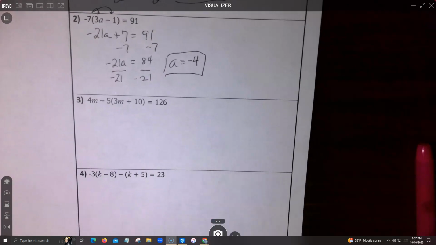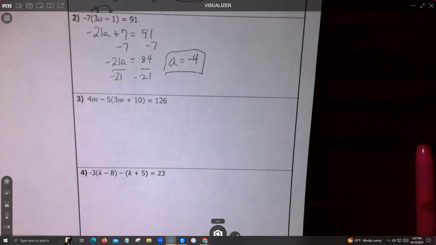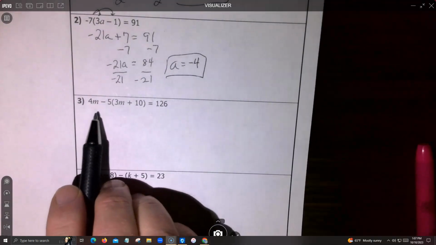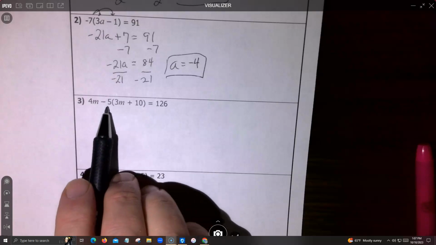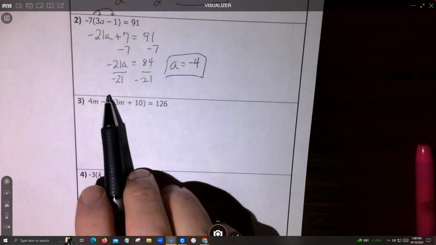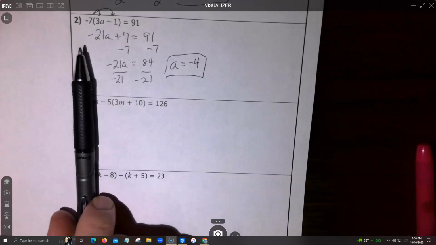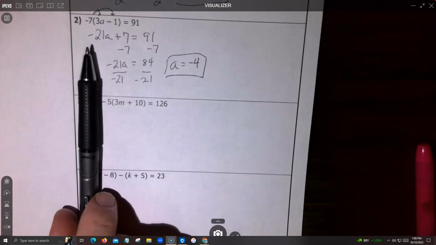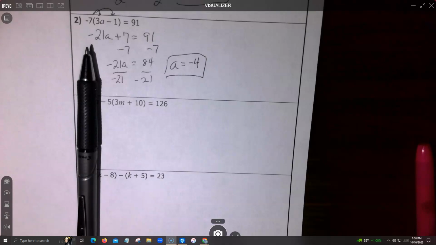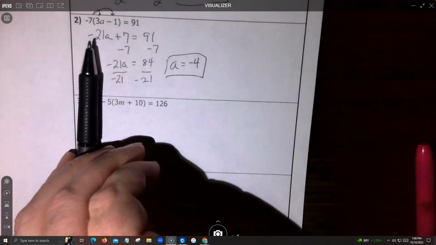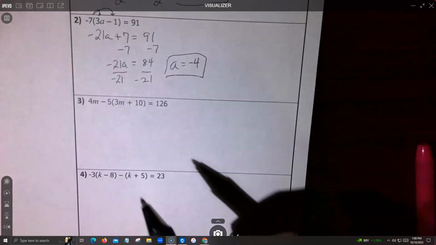In problem number 3 and problem number 4, we're going to do all 3 steps. The first thing I'm going to do is distribute. With this one, when you're doing the distributive property, you have to treat it like this 4m isn't here. So that minus sign is treated as a negative. That subtraction sign looks like a negative number now. That's how we're going to treat it.